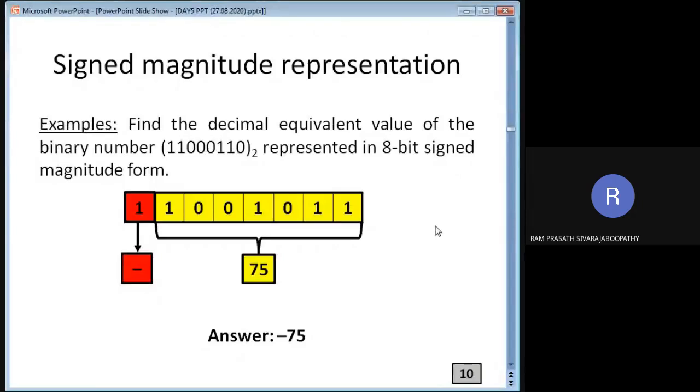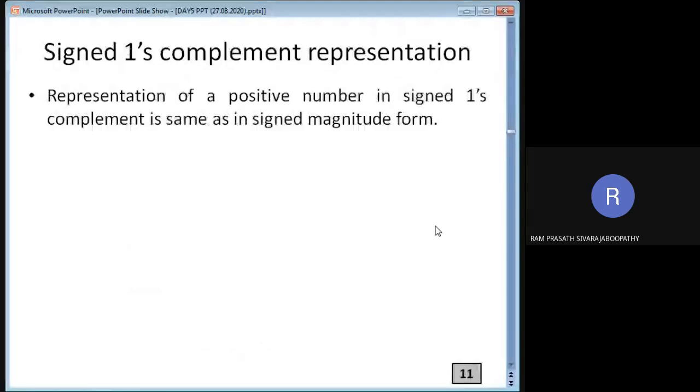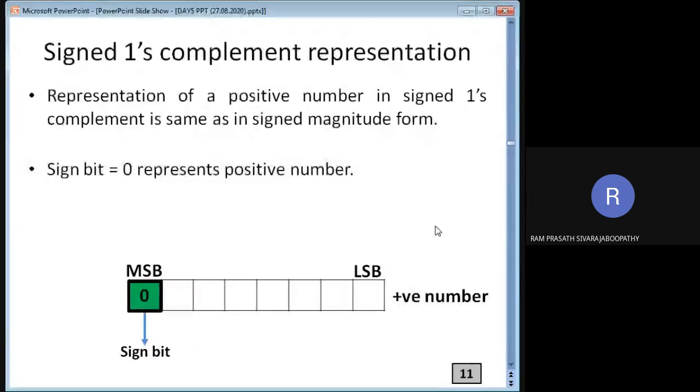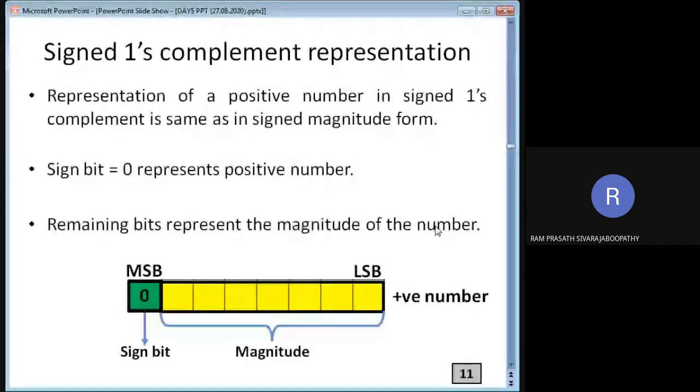Okay, fine. So now we will move on to signed ones complement representation. The representation of positive number in signed ones complement is same as in sign magnitude form, as I told earlier. Same thing, MSB sign bit. If it is 0, it's a positive number. The remaining bits represent the magnitude. We are going to follow the same method for positive numbers only. Now we will see how to represent the negative number.